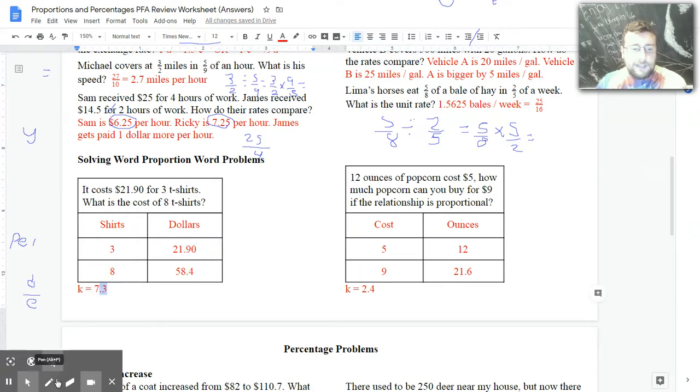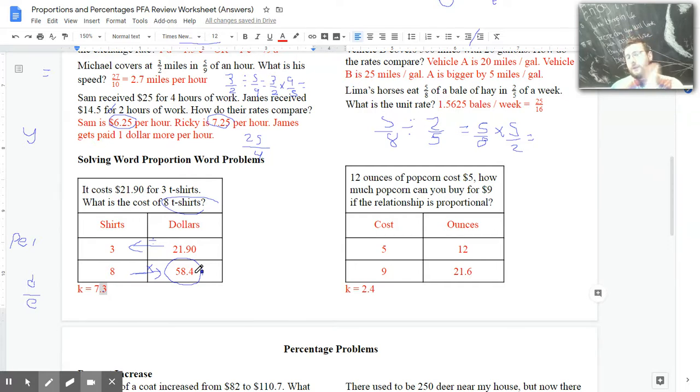Once you have your 7.3, you remember that if you divide to go this way, you have to multiply to go right. And so if you have 8 shirts and you put the 8 under the shirts, then all you have to do is get the 8 times that K to figure out the actual missing point, which would be $58.4 in this problem.